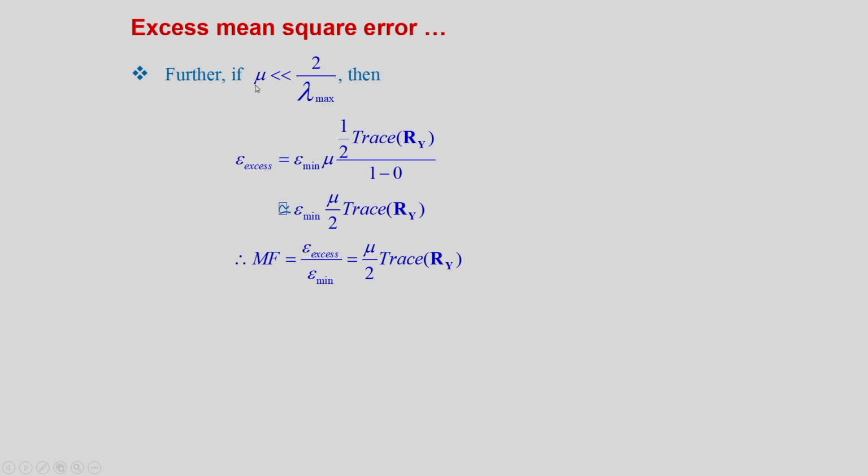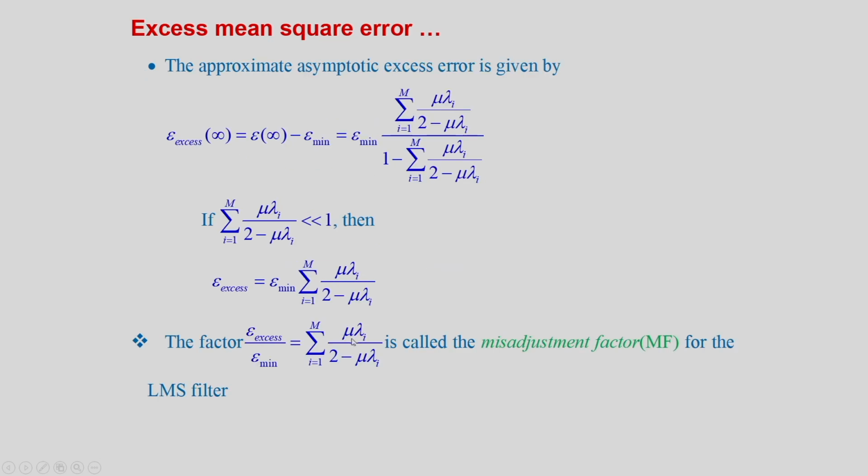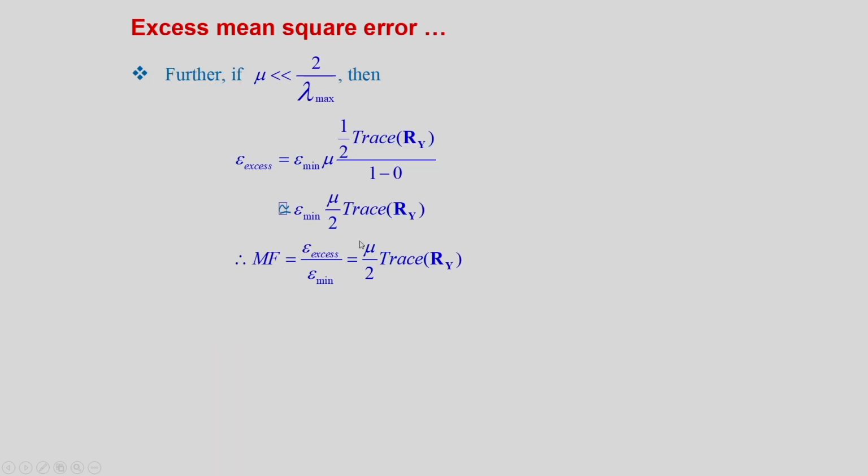Further, if mu is much less than 2 by lambda max, then the excess mean square error can be approximated by this relationship: epsilon min into mu by 2 into trace of Ry, because here this term becomes 1 and this becomes summation of lambda i, which is equal to the trace of the Ry matrix. So, that way the misadjustment factor will now be mu by 2 into trace of Ry. This is the misadjustment factor for the LMS filter.